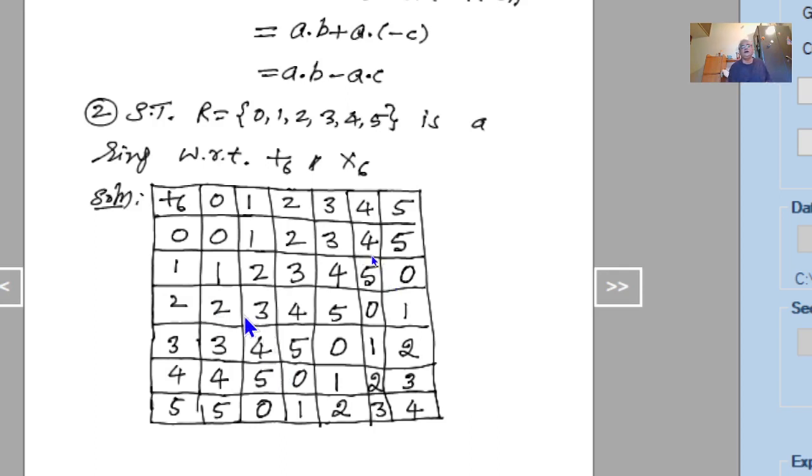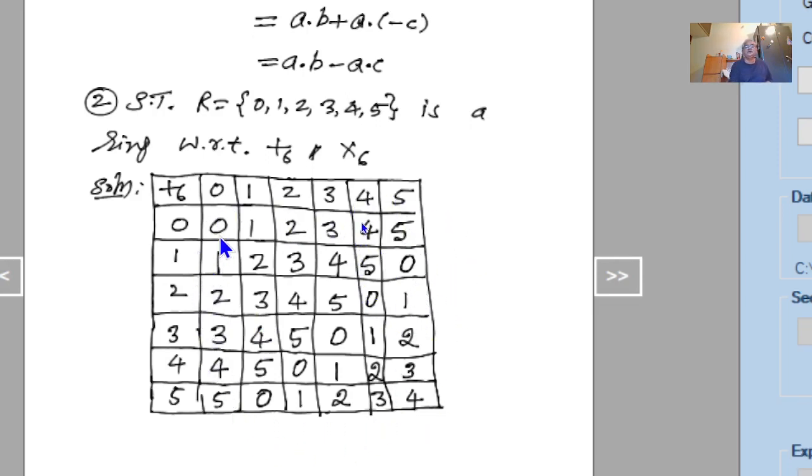So this is the addition table. And if you observe the elements in this table, all the elements are either 0, 1, 2, 3, 4, 5. I am getting from 0 to 5 here. Therefore, they all belong to R. That is, all the entries in the table belong to R. Therefore, the closure law with respect to addition is satisfied. And the associative law holds with respect to +6.